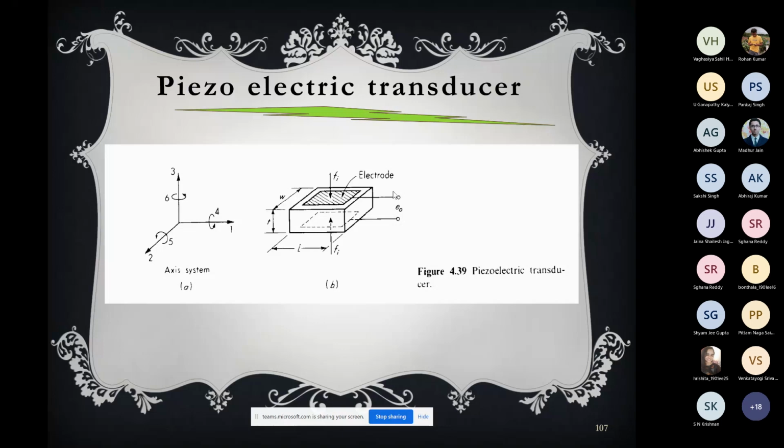So you have to build an electrode on the surface of the piezoelectric material, and that electrode must be compliant. It means that during the deformation, the continuity of the electrode should not be broken, or the continuity should be maintained during the deformation of the electrode. So you deform the material, the electrode will also deform, but it will not break. This is called the compliant electrode.